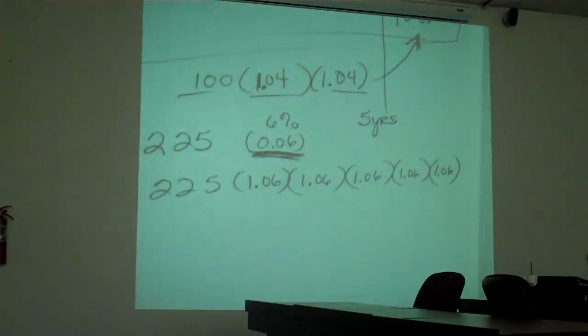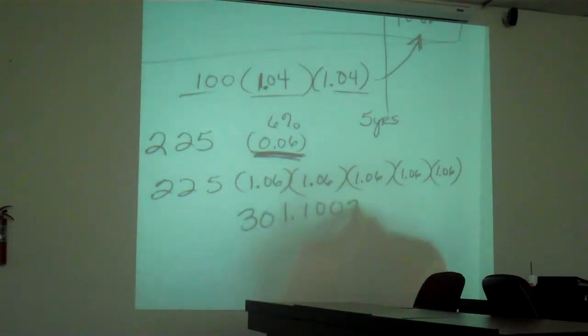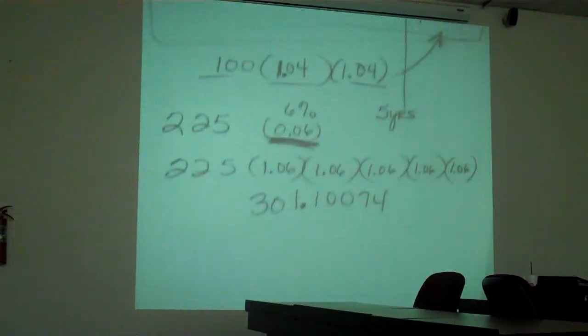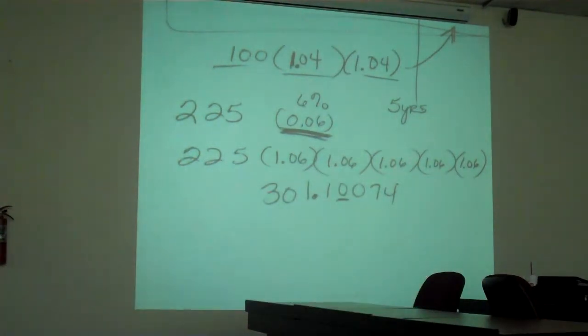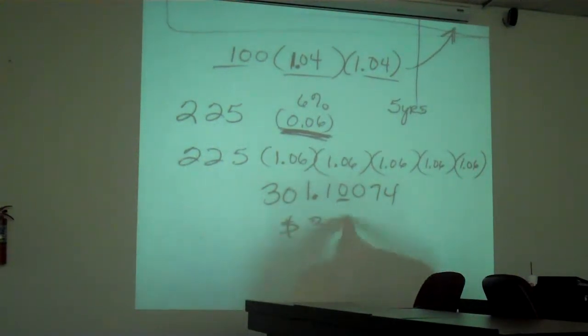And all you have to do is use your calculator, which you'll get to use on your next test, so don't worry about it. 1, 2, 3, 4, 5. Did you get 301.100? That's what you get on your calculator. You're actually going to round that to the penny, the nearest cent, so you end up having $301.10. You left it in there for 5 years.